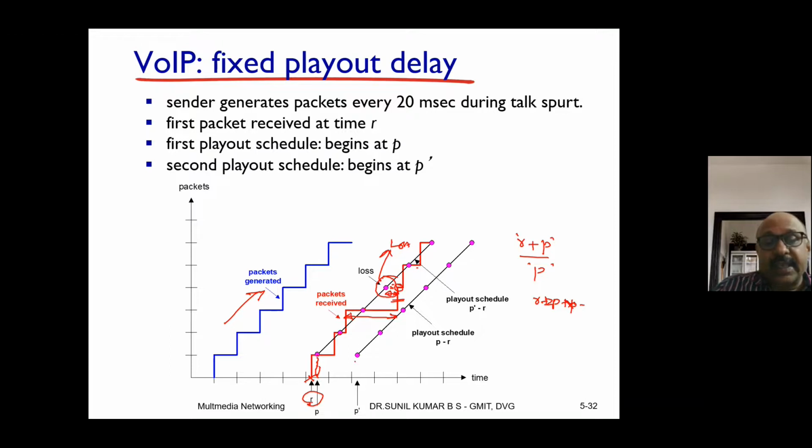What is the solution for this? Increase this P. Let us say P dash, which is more than P. R plus P is the playout period, and now it becomes R plus P dash. If it is started here, all the packets reach in time and can be played smoothly on the other side. So we say the playout schedule is P dash minus R. This is exactly the way VoIP works with the fixed playout delay.